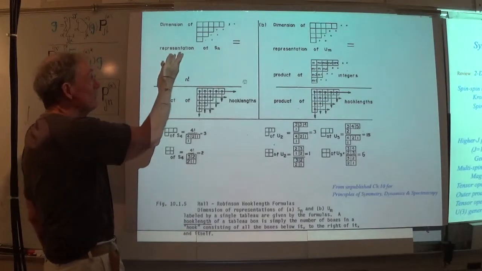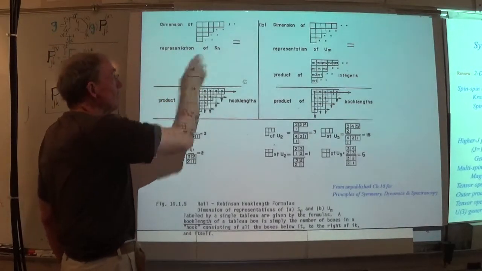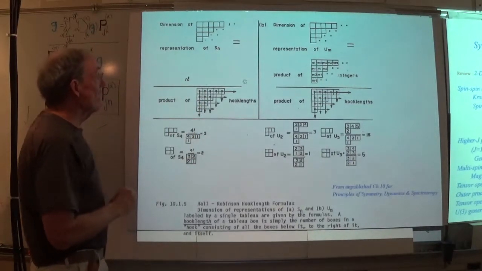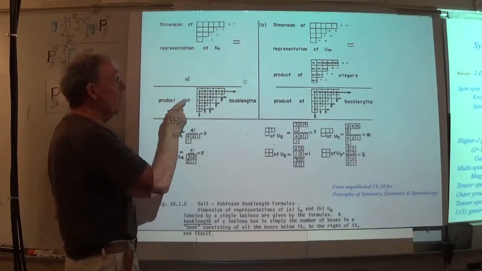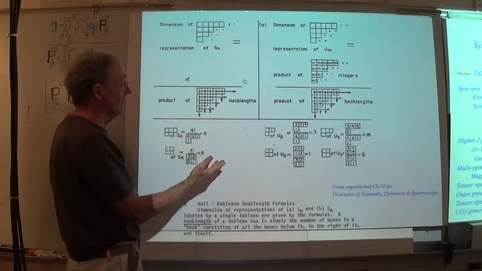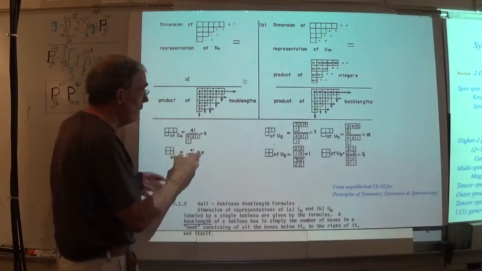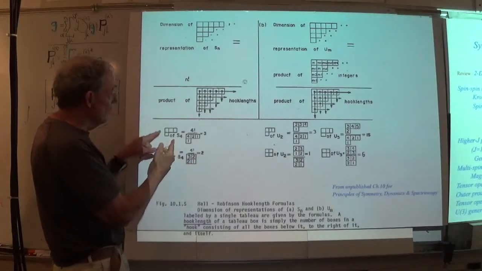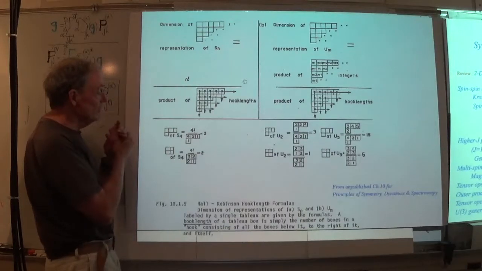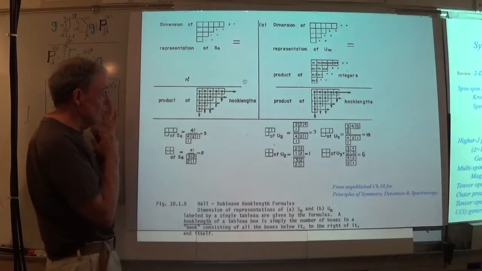Now, this is the same thing, very close to there, in which we calculate the dimension of each of the irreducible representations of the permutation group. And it's n factorial divided by all of the hook lengths. Okay? Now, what do you mean by all of the hook lengths? Well, here's a typical one that we already know. This is the tensor representation of S4, the tetrahedral group.